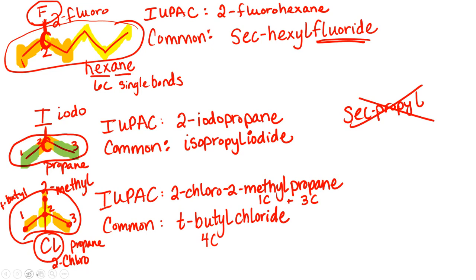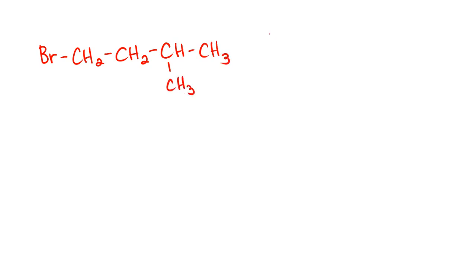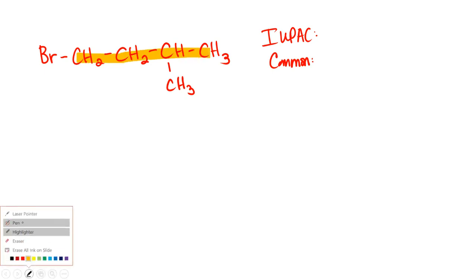Let's try just a few more examples. What about an example like this? So let's just draw it a little bit different. We can draw out the carbons for a change of pace, just to show you a little variety. Let's do IUPAC first. So let's look for the longest continuous carbon chain. So we've got 1, 2, 3, 4 carbons in the longest continuous carbon chain.